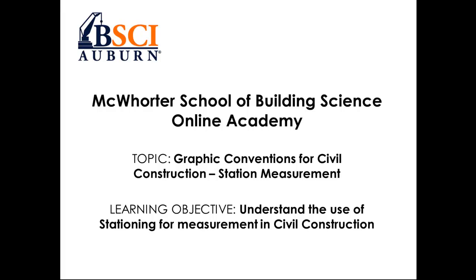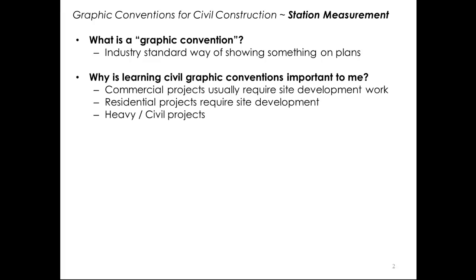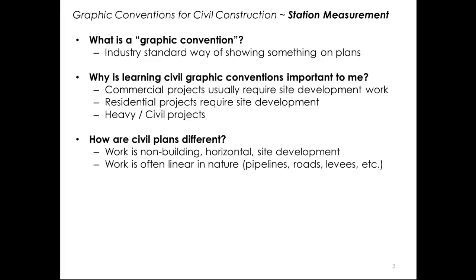In this video, you will learn how to use a civil construction system of measurement, which is called stationing. The term graphic convention simply means an industry-recognized way of showing the work on a set of construction plans. This topic is important to you since you will encounter civil plan sets in most types of construction projects.